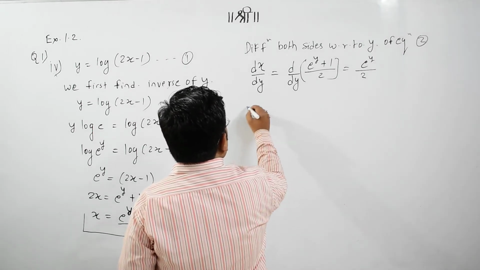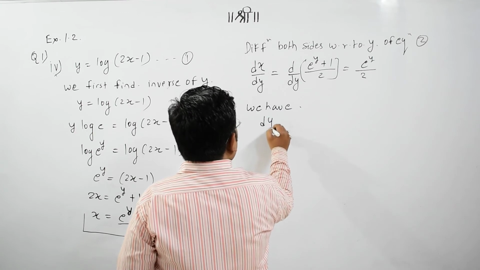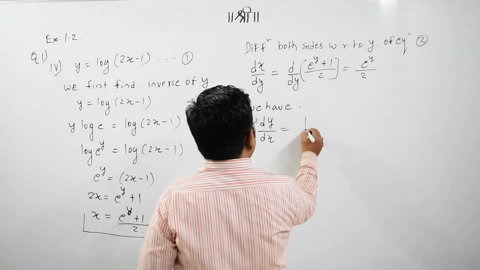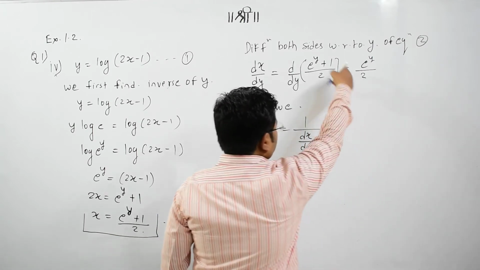Now next step is what? We have dy upon dx is equal to 1 upon dx upon dy. So therefore substitute the values.